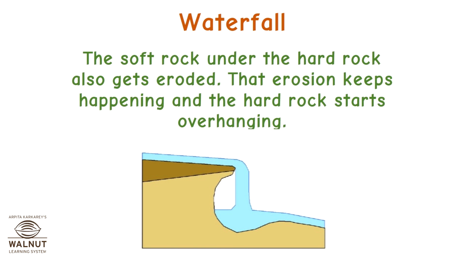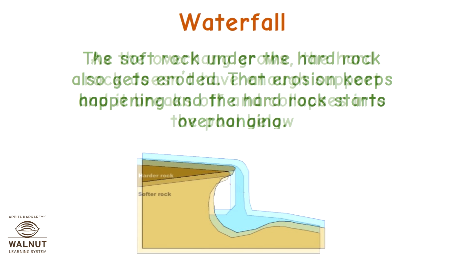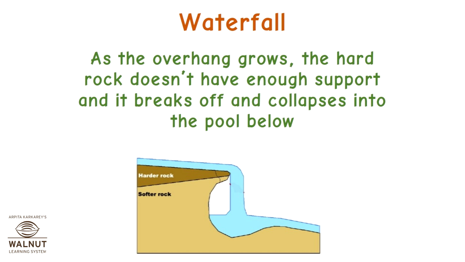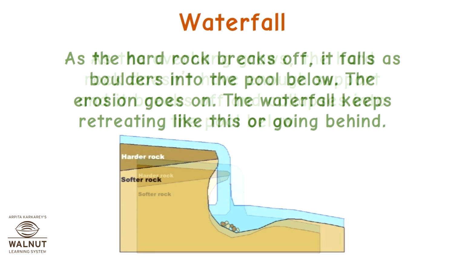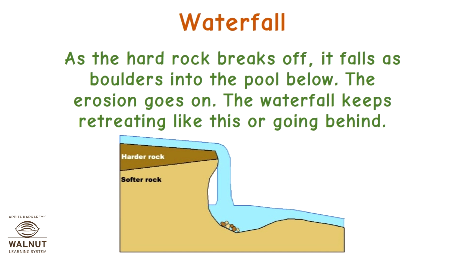The soft rock under the hard rock also gets eroded. That erosion keeps happening and the hard rock starts overhanging. As the overhang grows, the hard rock doesn't have enough support and it breaks off and collapses into the pool below. As the hard rock breaks off, it falls as boulders into the pool below. The erosion goes on. The waterfall keeps retreating like this or going behind.